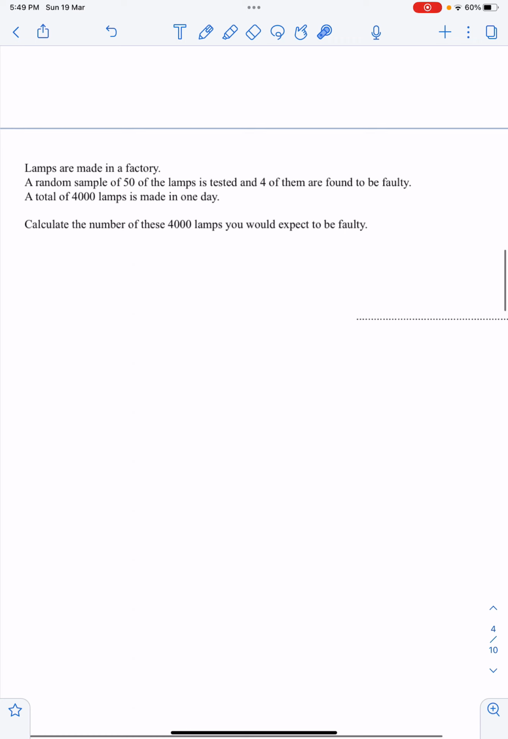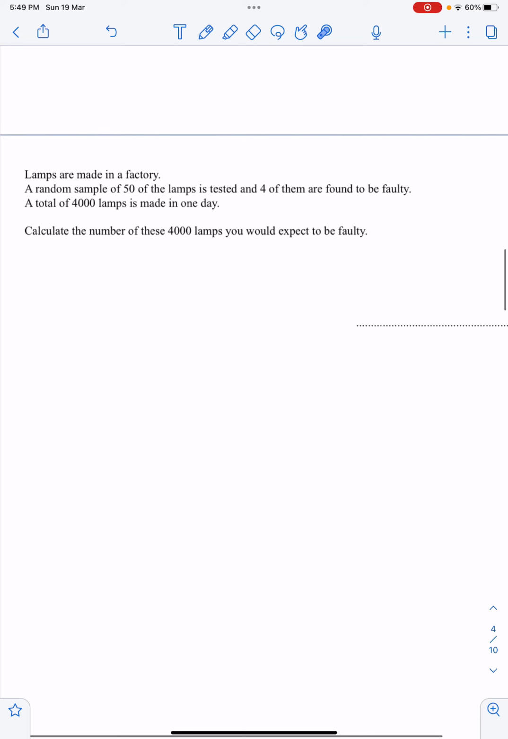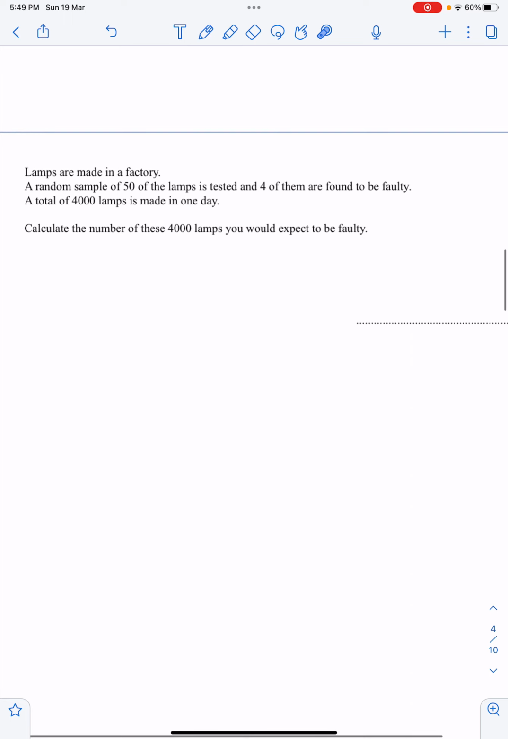Okay, lamps are made in a factory. A random sample of 50 of the lamps is tested and 4 of them are found to be faulty. A total of 4000 lamps is made in one day. Calculate the number of these 4000 lamps you would expect to be faulty.